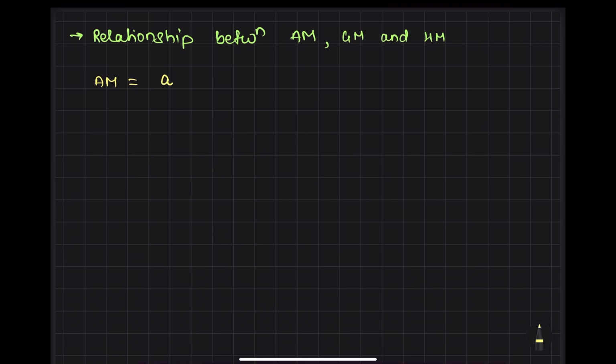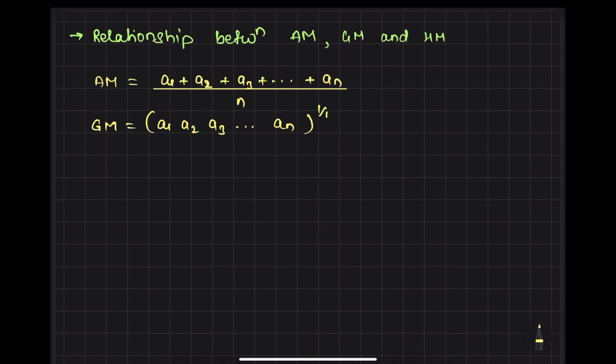Arithmetic mean means you have to add all the numbers, A1 plus A2 plus A3 plus dot dot dot plus An, divided by n. This will give you the arithmetic mean. Now, suppose we are interested in finding the geometric mean. What are we supposed to do? Just multiply all the elements, a1, a2, a3 dot dot dot an, and then put the power as 1 by n. So this is your geometric mean.